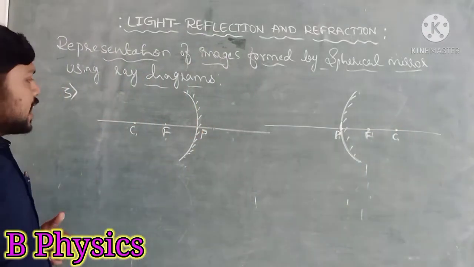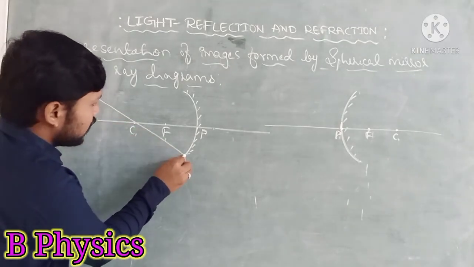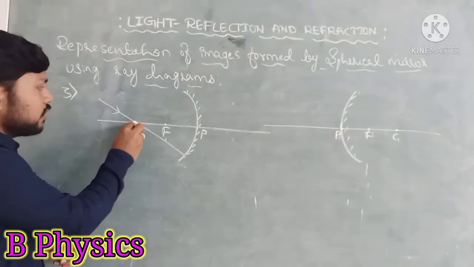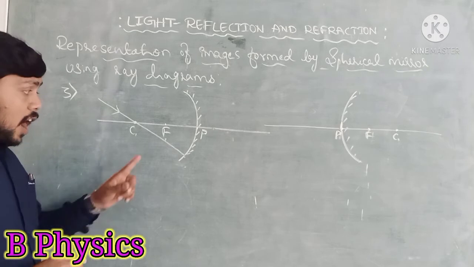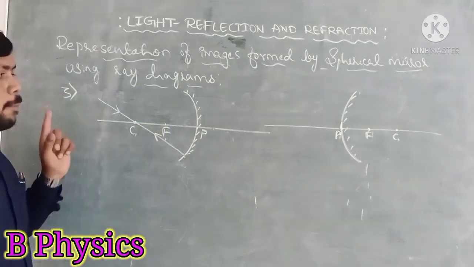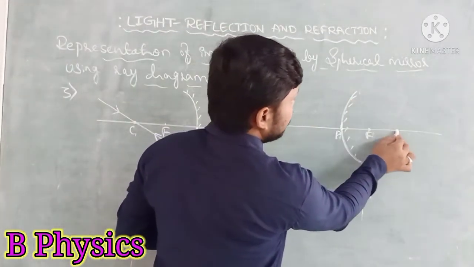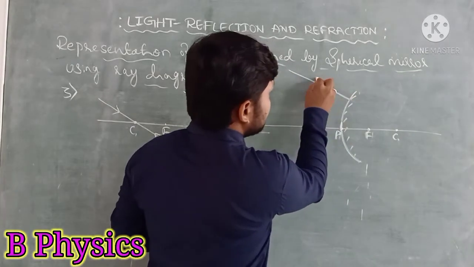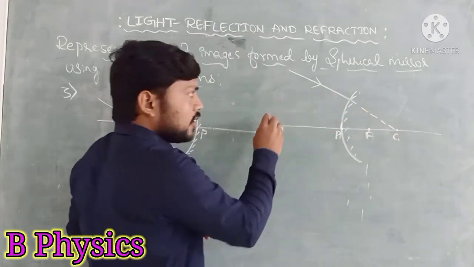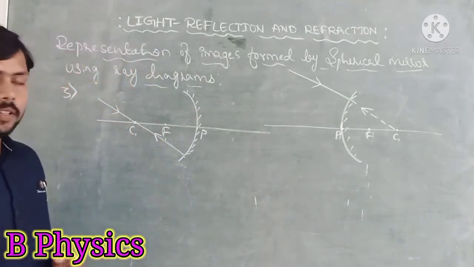The third rule says that when a ray of light passes through center of curvature of concave mirror, after reflection it goes along the same path. Similarly, in case of convex mirror, when a ray of light is directed towards center of curvature, after reflection it goes along the same path.